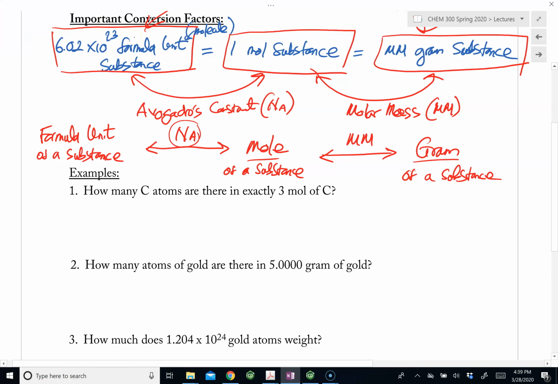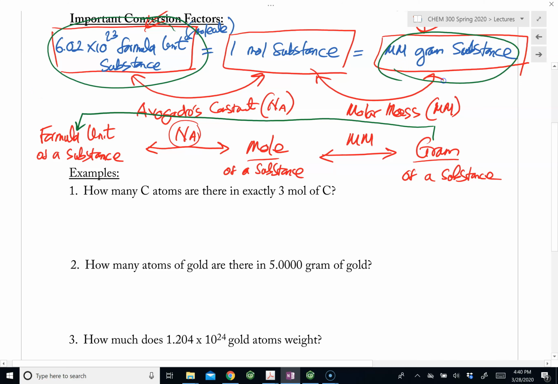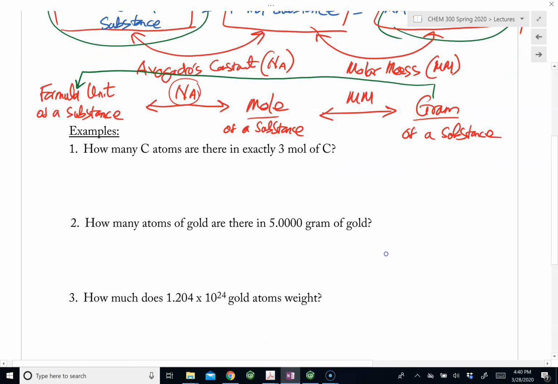And again, we can also skip to go from gram to formula unit. We can skip the step in the middle and get over here directly by using the relationship between formula unit and molar mass of the substance. Let's now try a few practice problems.